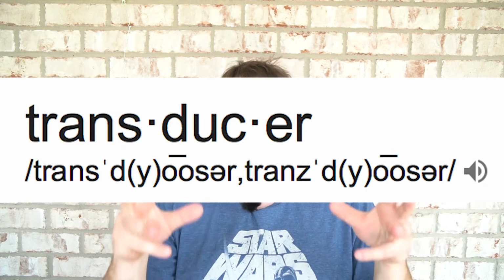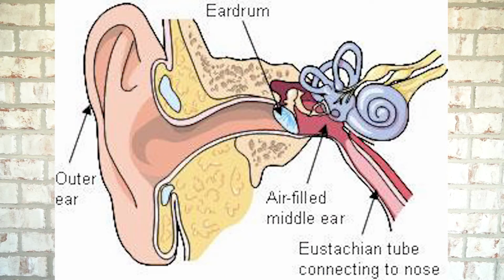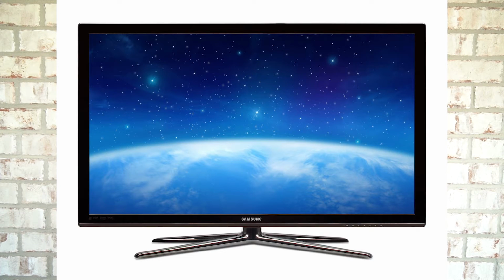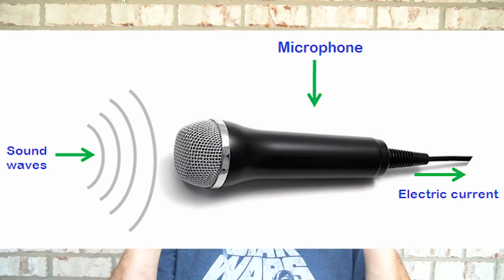So what's a dynamic microphone? Well, all microphones are transducers. And a transducer is something that takes one form of energy and converts it into another. So your eardrums are transducers. They convert acoustic energy or sound waves into electrical impulses that your brain then interprets as sound. A TV is actually a transducer. It takes an electrical signal and converts it into light that you then see. So a microphone is like your eardrum. It takes an acoustic signal or sound waves or sound pressure and then converts that into an electrical signal.